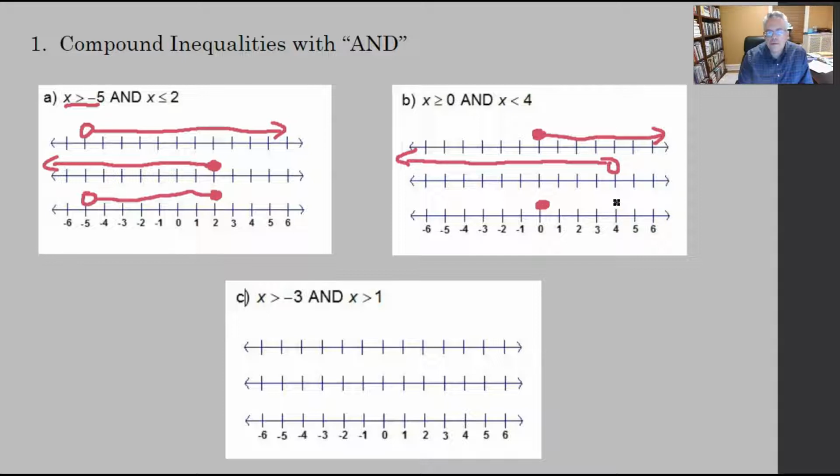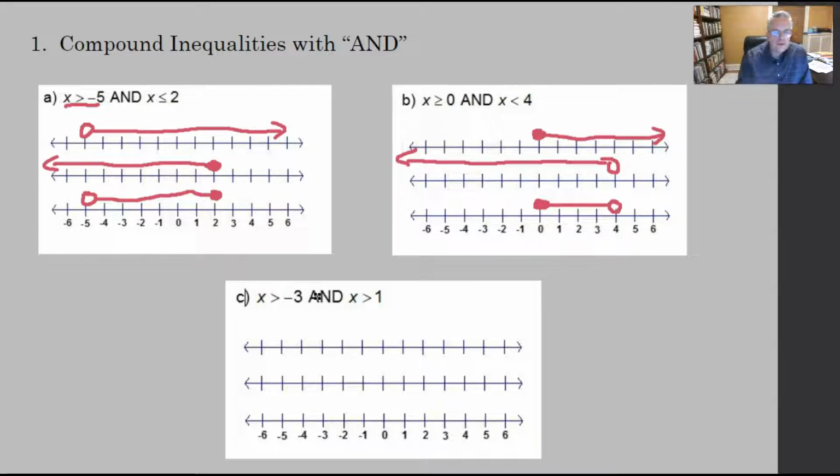4 is only on the first graph, but not the second, so I'll put a hollow dot there. And just by looking at it, I can tell the values of x that are on both graphs are in between those. So that's the graph of the compound inequality.